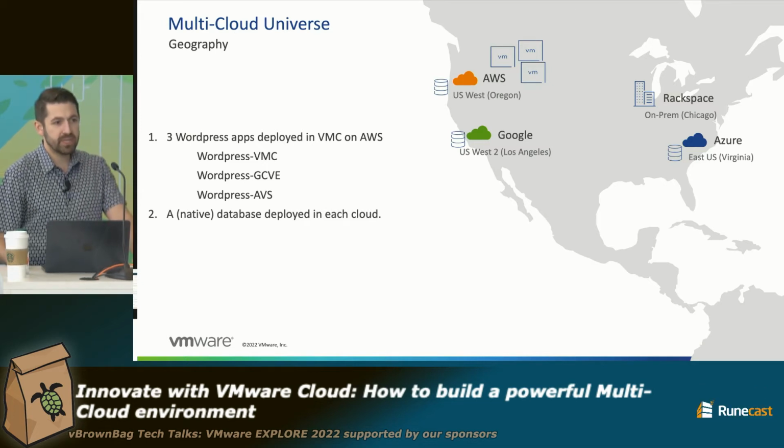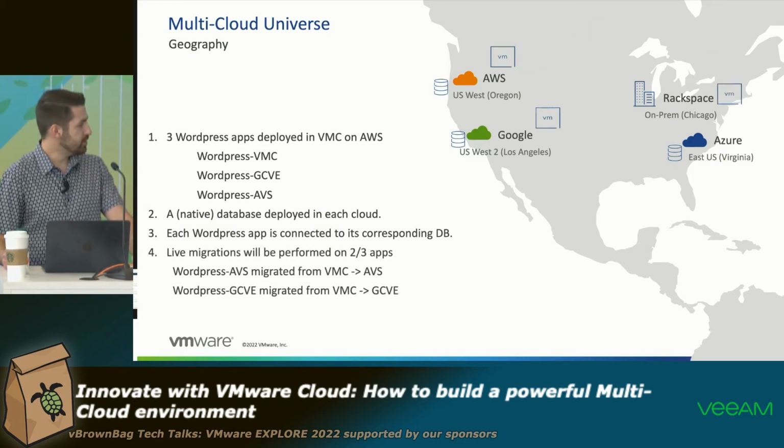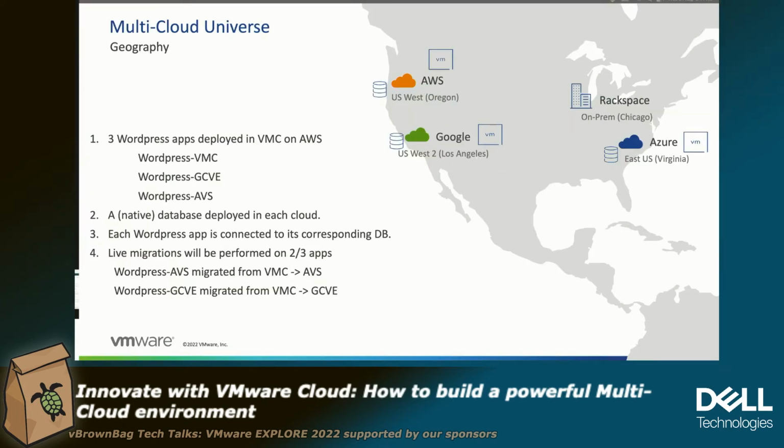And we've deployed a native database at each hyperscaler location. So we have one in VMC, GCB, and AVS. And each one of those WordPress apps are connected to their databases. So we're going to do a live migration from AWS for the Azure and the Google VMs. For those WordPress apps, we're going to do a live migration to their respective hyperscalers. And then we'll confirm database connectivity after the fact.